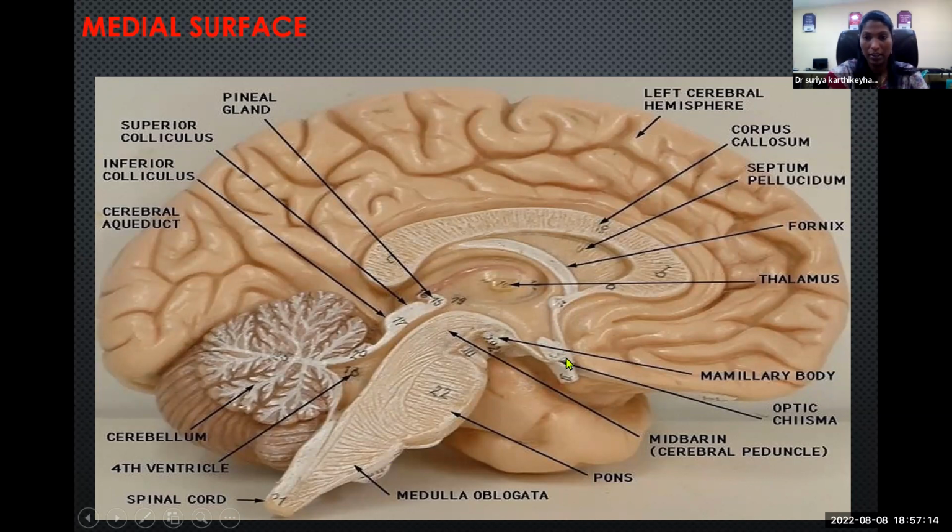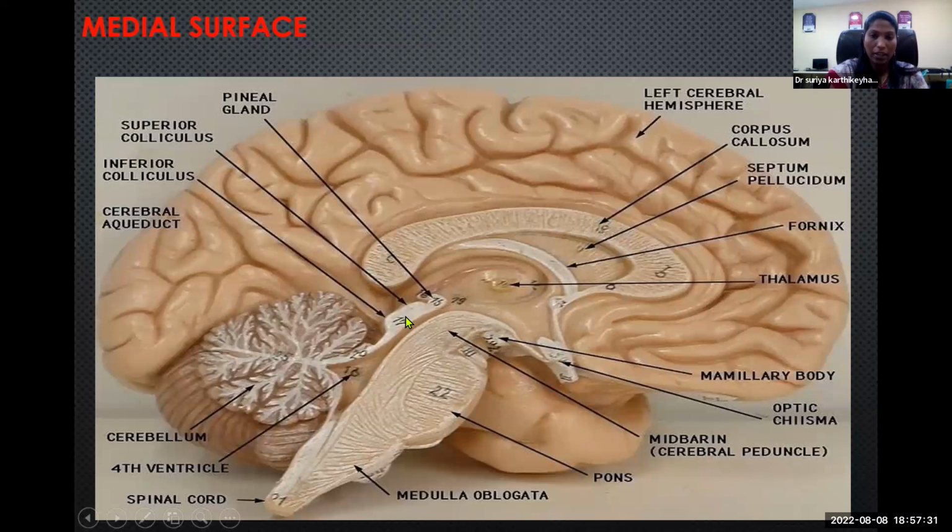Then here we have the optic chiasma. Here this is the mammillary body. Then it is continuing with the midbrain, and then we have the pons and medulla oblongata here. And then posteriorly, what is this? This is nothing but the pineal body.